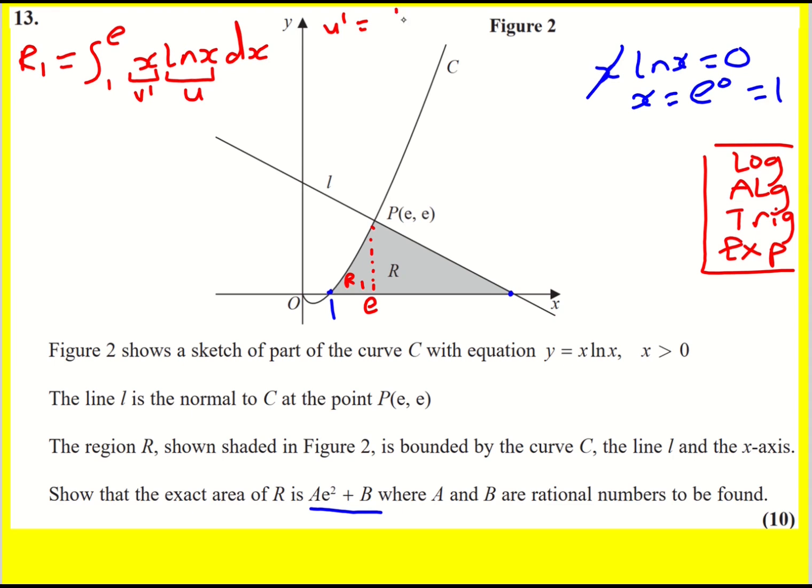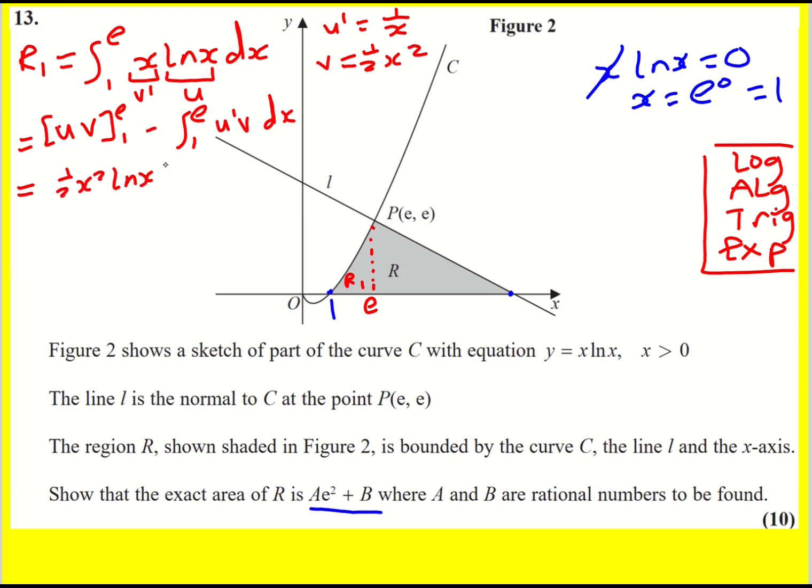So u dash is 1 over x, and v is a half x squared. The formula for this is given in the formula book. It's uv evaluated between our limits minus, again with our limits, the integral of u dash v. So for us, it's going to be ln x times v, or a half x squared times ln x. I'll just write it the other way around. Minus the integral of u dash v. So that's 1 over x times a half x squared. That is a half x, integrated.